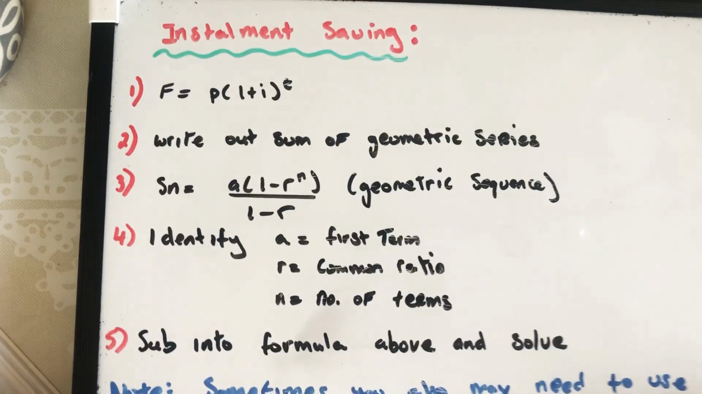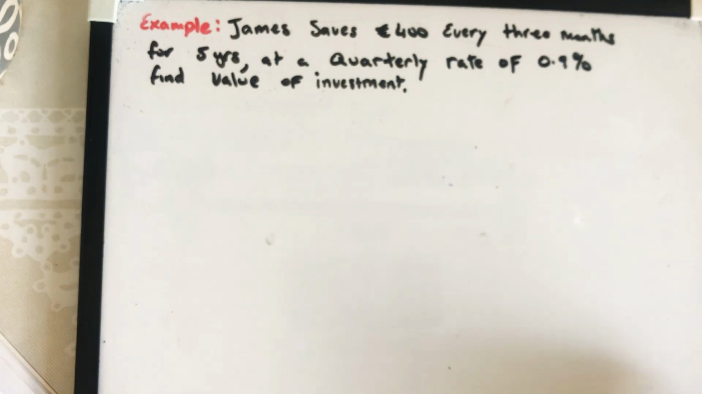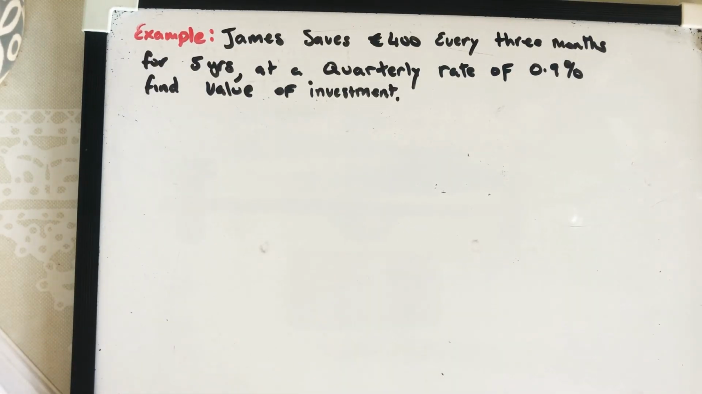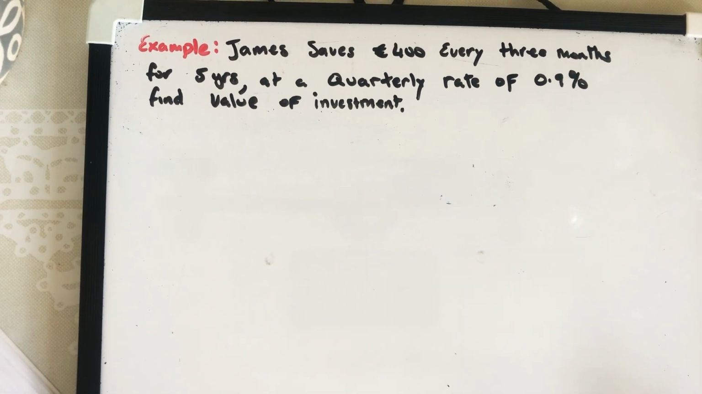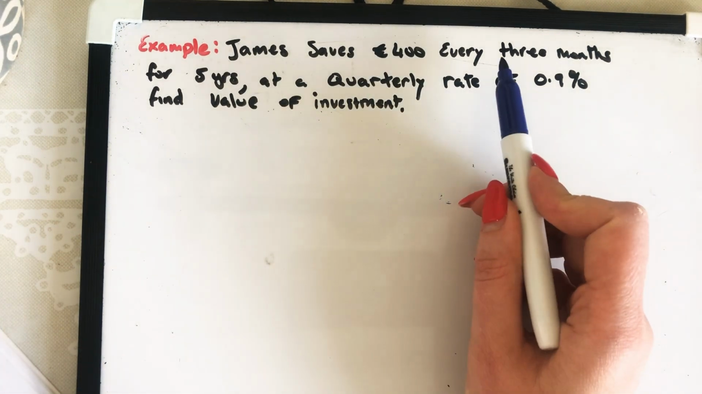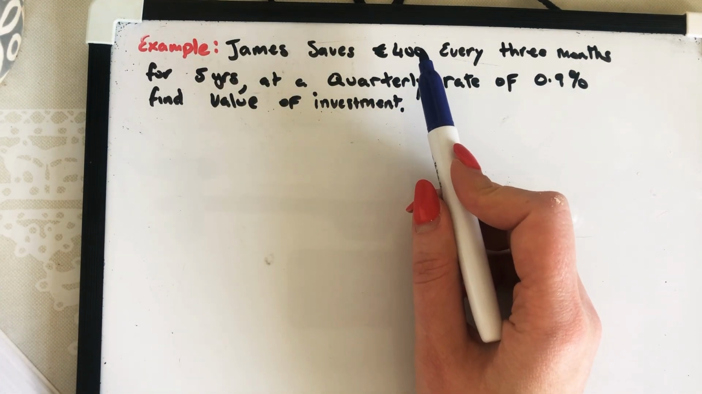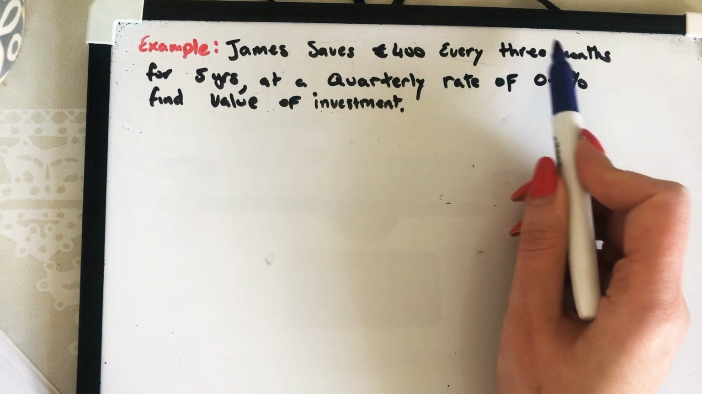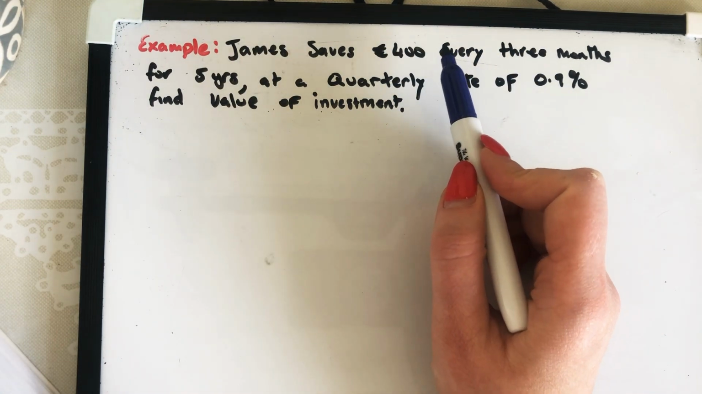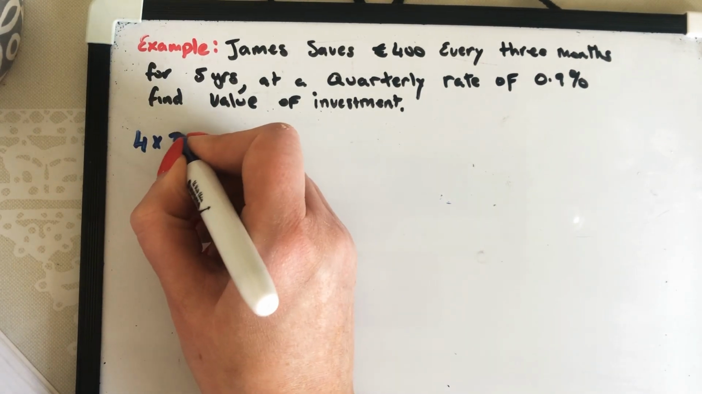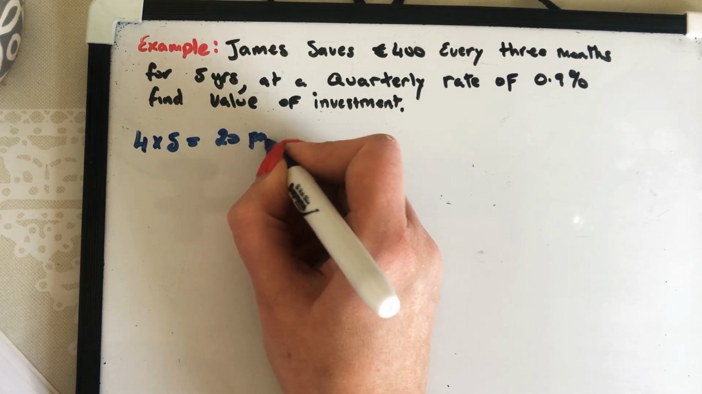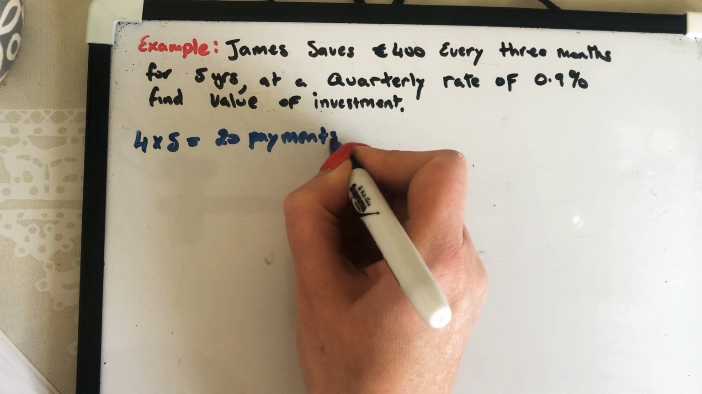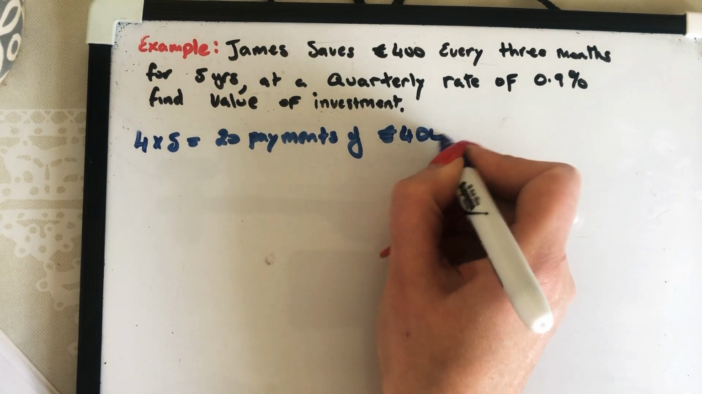So let's begin an example of this. Here we have the example: James saves €400 every 3 months for 5 years at a quarterly rate of 0.9%. Find the value of the investment. We'll begin by looking at how many instalments he is making over the 5 years. Every 3 months he's making a payment of €400. So in 1 year we'll have 4 of these payments of €400. So over 5 years, 4 by 5 is 20 payments, or 20 instalments, of €400. That's the first thing we have to note.